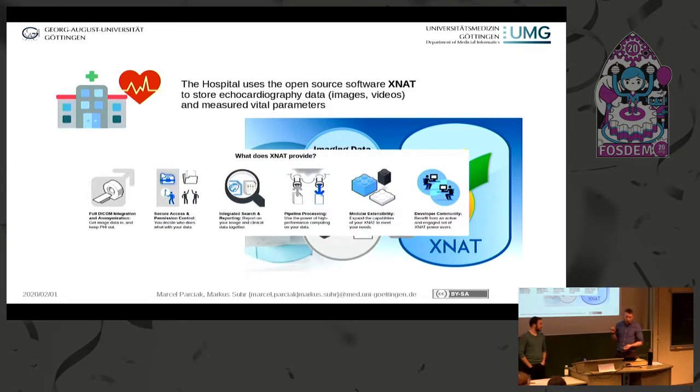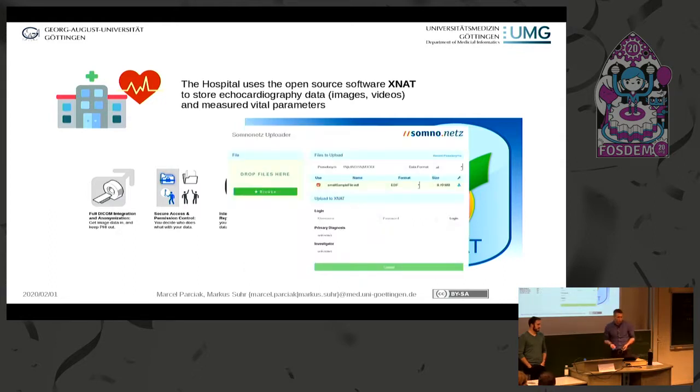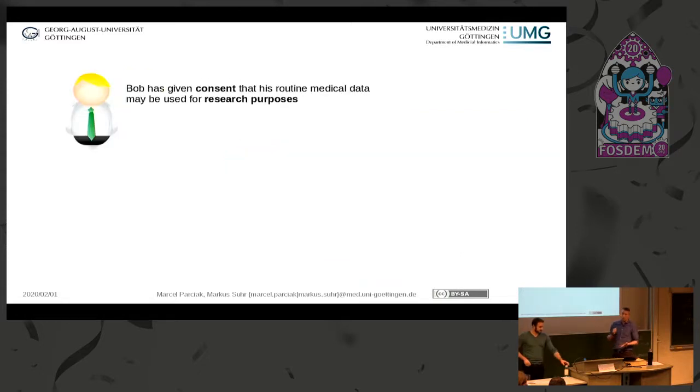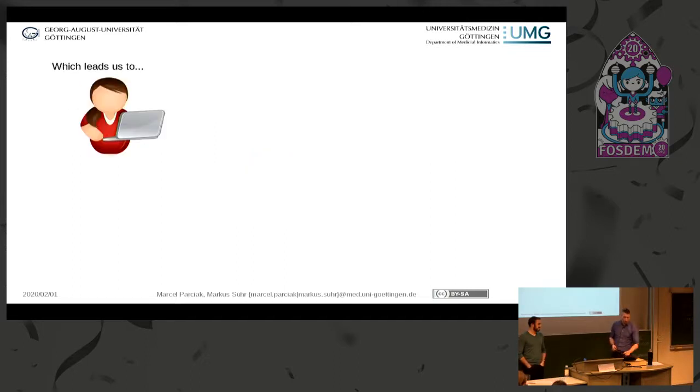XNAT is a very extensible open source tool. You can not only store the images and share them with your colleagues, you can also plug in analysis pipelines like ImageJ to run analysis on the images and data that is stored in there. And in the end, it gives you web-based user interfaces for image upload, also image viewers, etc. So since Bob is not only at the model hospital, but he's a model patient, he has given consent that his medical data may be used for research purposes. Just like that. And this leads us to, of course, Alice.